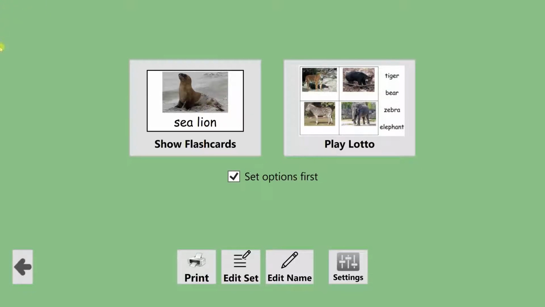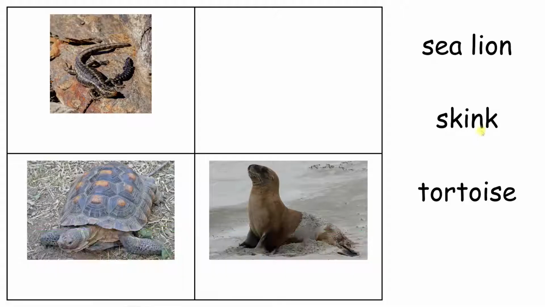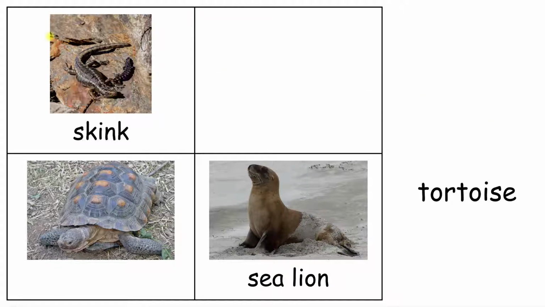So that's how you do it. If we were to do it again this time, go in, and this time I'm going to uncheck the well done, the clown animation, and we'll just have a thumbs up, make it nice and quiet. Here we go. So again, sea lion. Just drag the words on. Skink. Tortoise.